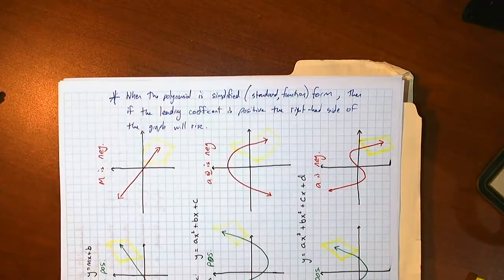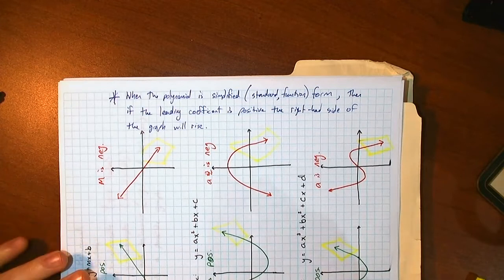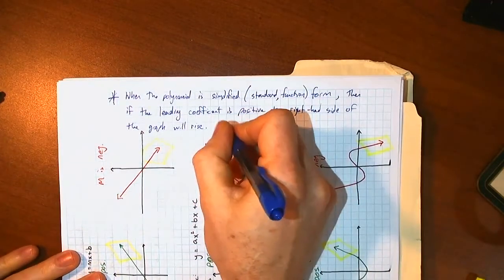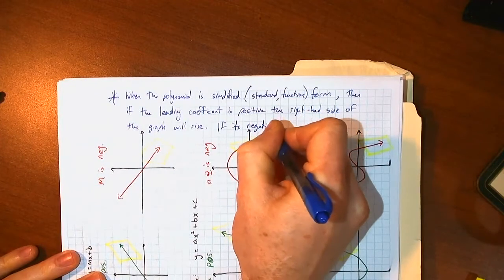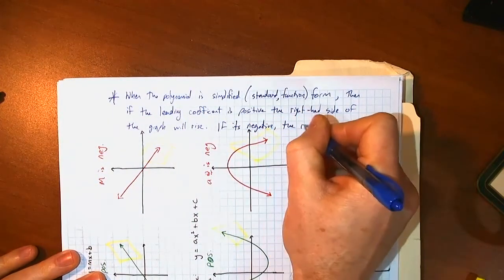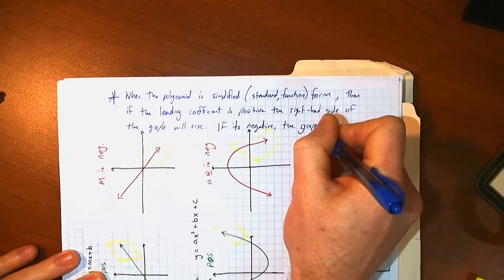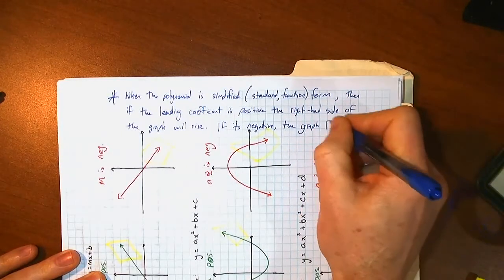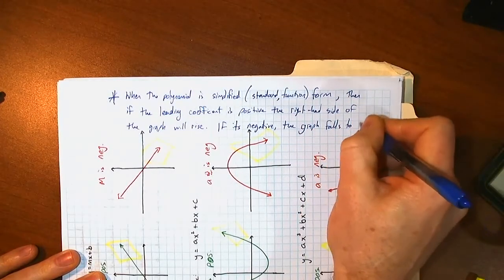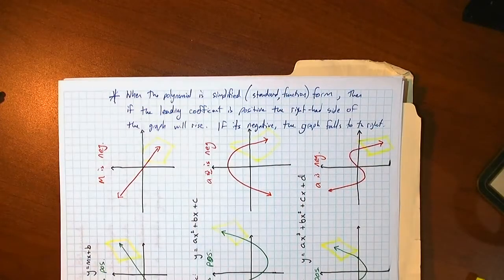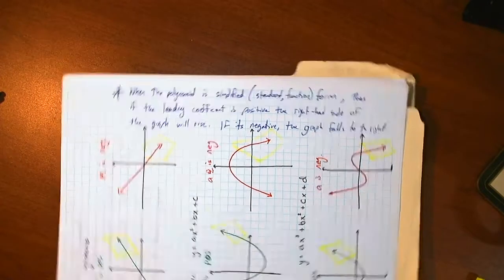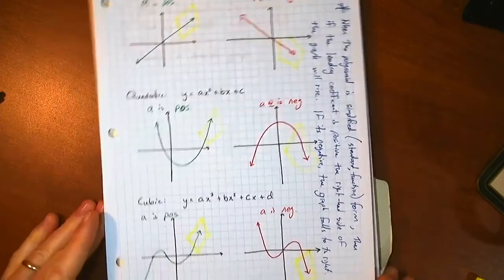The right-hand side of the graph will rise. And if it's negative, the right-hand side falls. If it's negative, the graph falls to the right. Okay, so if we focus on that right-hand side, we already know what it does. We're good.